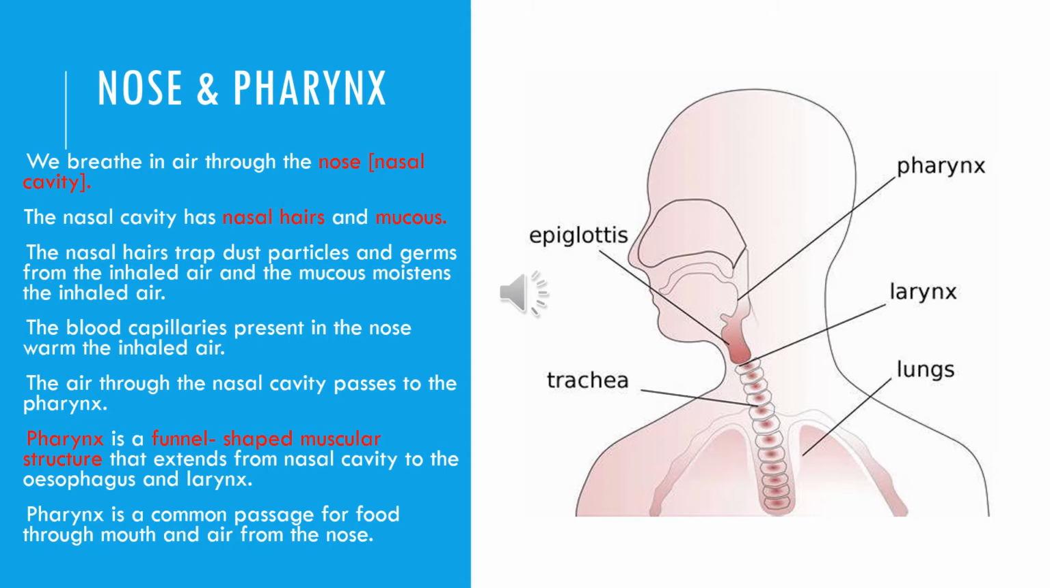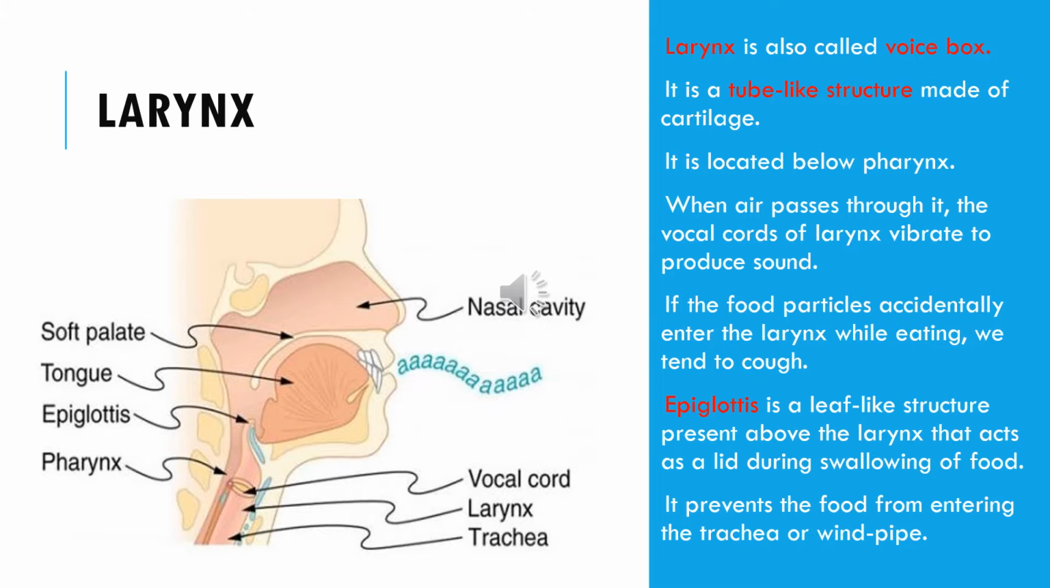Pharynx is a funnel-shaped muscular structure that extends from the nasal cavity to the esophagus and larynx. Pharynx is a common passage for food through the mouth and air from the nose. The lower portion of the pharynx leads to the larynx.